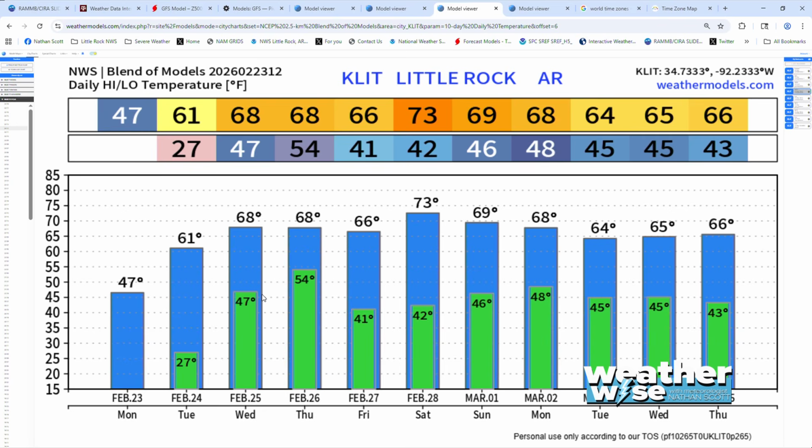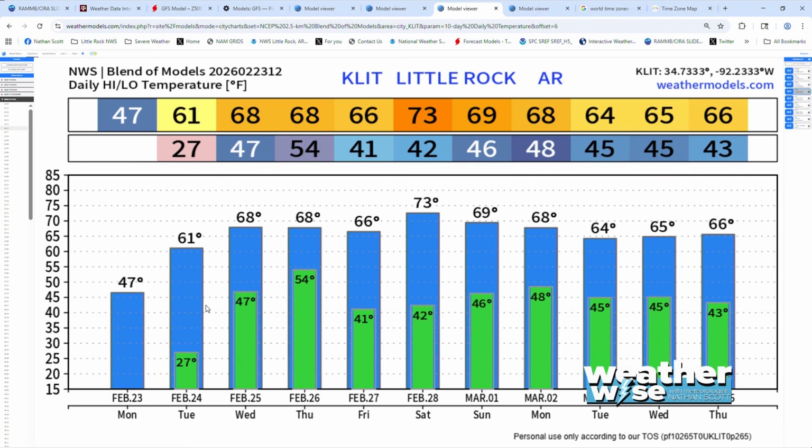This is the blend of models. So this takes into account the GFS, other model information, and blends it. This is fairly new. This has been out for a few years. But this is the breakdown of what the temperature scheme would look like here in Little Rock using that blend of models. Do we take this 100% with confidence?